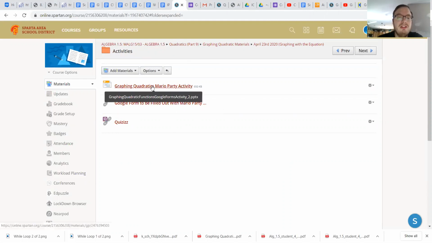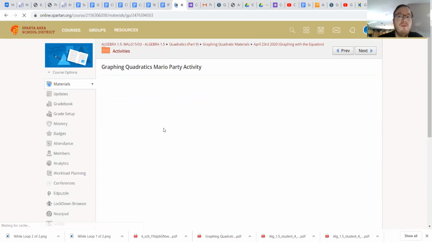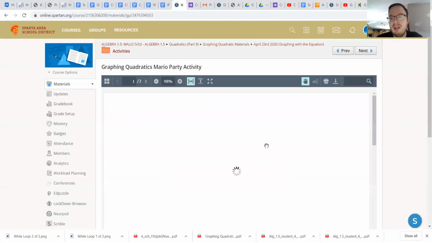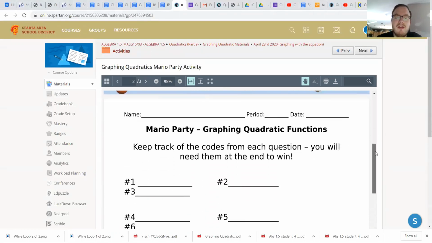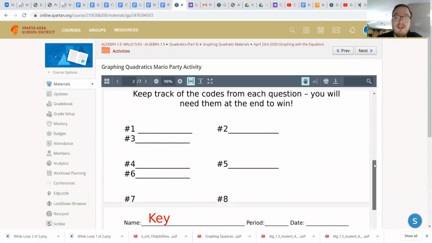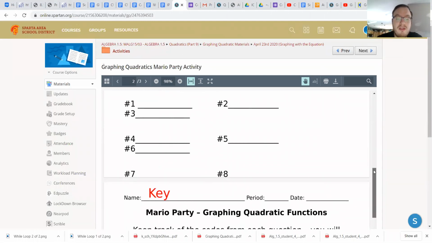Okay, so one of which is this graphing quadratics Mario Party presentation. And really, this isn't as important as the Google form, because this only asks you to fill out this page here. But it does give you the answer key here. So if you ever want to check out the answers, you can.